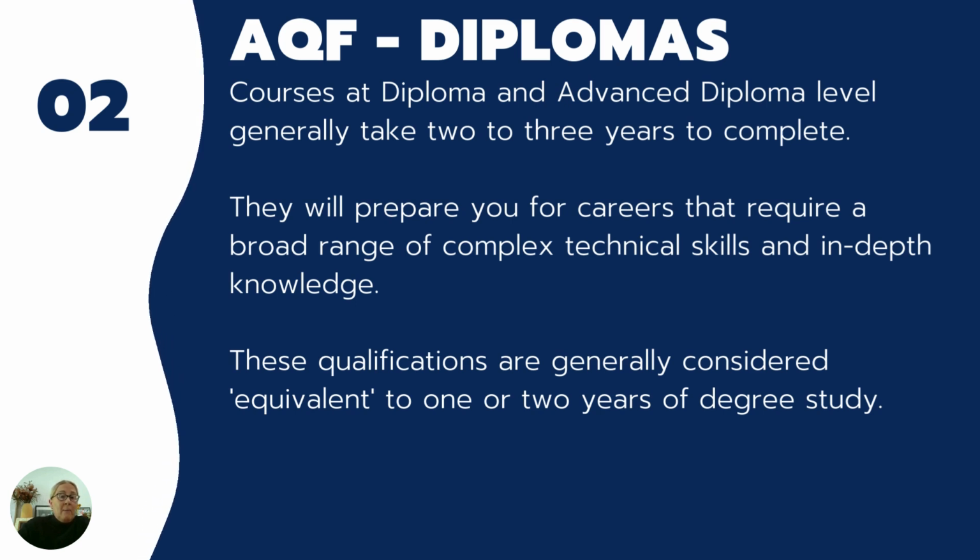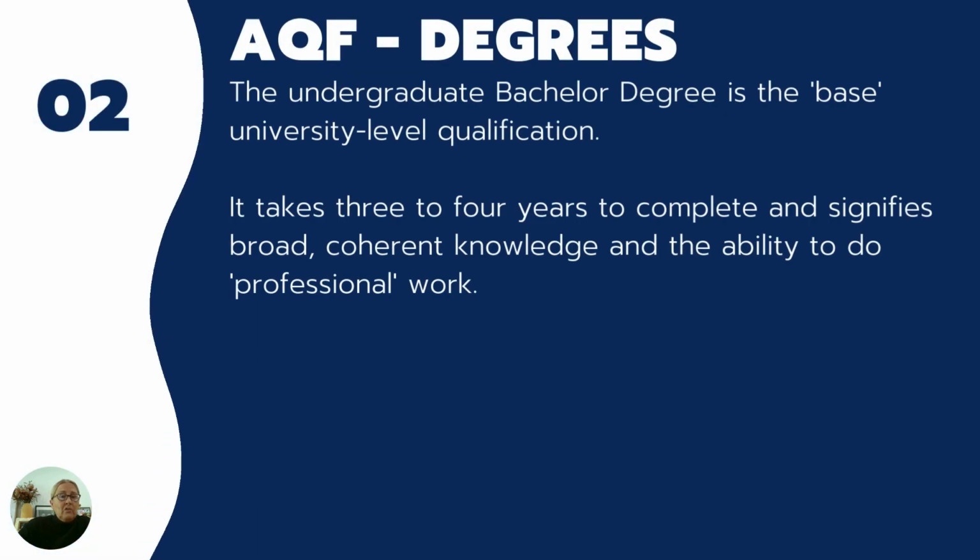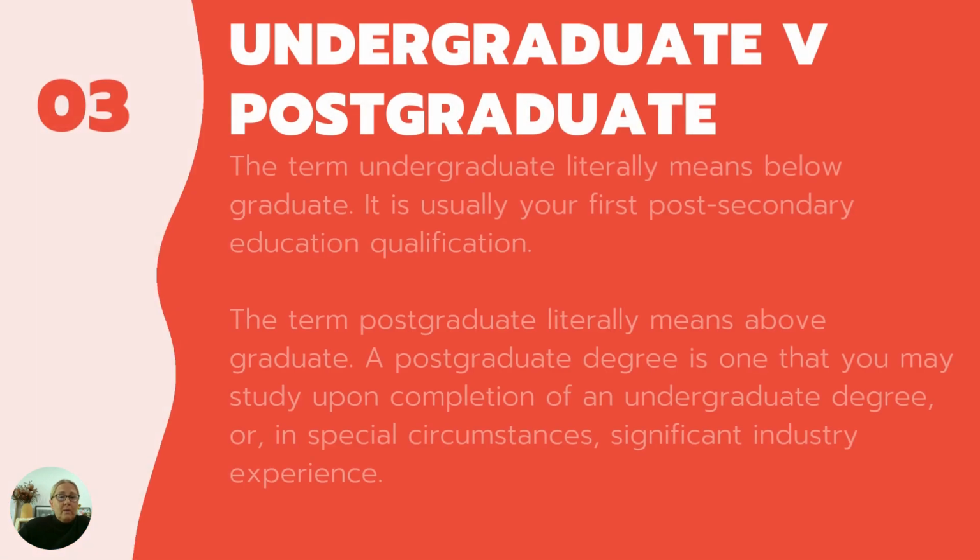So courses at a diploma and advanced diploma level generally take 2 to 3 years to complete, and they'll normally prepare you for careers that require a broad range of complex technical skills and also in-depth knowledge. And these qualifications are generally considered equivalent to 1 to 2 years of university study as well. Then we'll look at degrees. So an undergraduate bachelor degree, you'll hear the word bachelor a lot within this sector, is the base university level qualification. Typically takes between 3 to 4 years to complete, and it signifies that you've got a really coherent knowledge and the ability to do professional work.